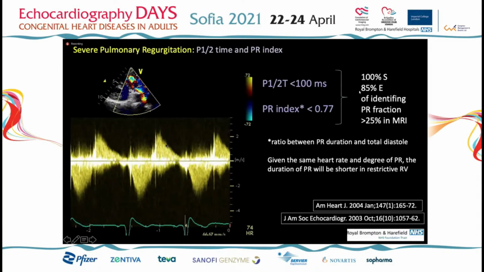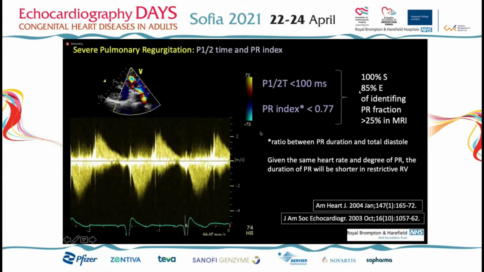It means if the slope is quick, so if it decreases its pressure quickly, so if it is steep, with the pressure half time of less than 100, then it's more indicative of a regurgitant fraction by MRI of more than 25%, which would be severe.